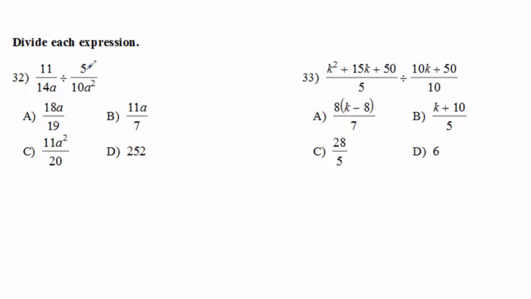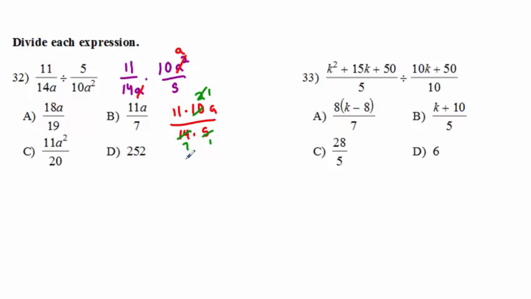32. When we divide, we have to flip the second fraction before we start canceling things out. So we have an a on bottom and two a's on top because that's what a squared is, which means we're going to be left with a on top. Then we're going to have to do 11 times 10 over 14 times 5. Well, the 10 and the 5 can cancel and leave us with a 2 on top. The 2 and the 14 can cancel and leave us with a 7 on bottom. So this is 11 over 7 with an a on top.